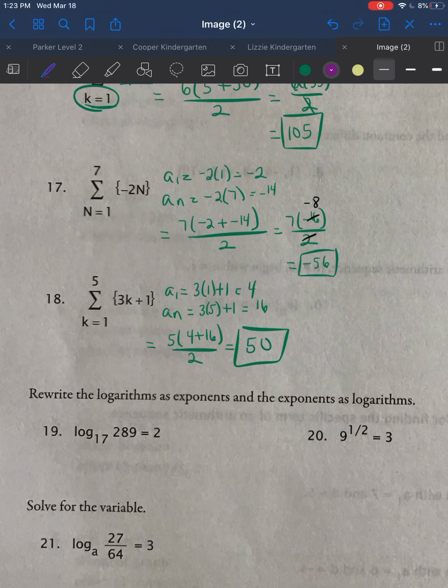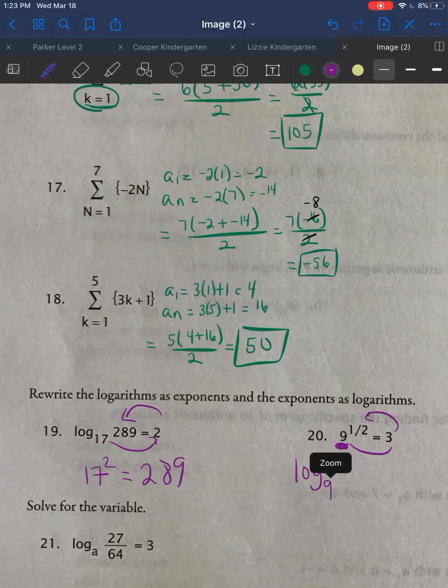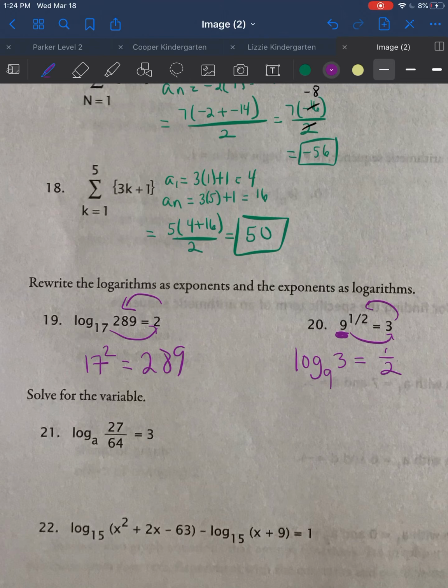Okay, these first two want you to rewrite the logs as exponents and the exponents as logs. This is just your little swirly, just rewrite it swirled. So you're going to say 17 squared equals 289. That's all you have to do. Okay, 9 is going to be your base, and then we swirl from there. So you'll say log base 9, whatever the base of the exponent is the base of your log, of 3 equals 1/2. Okay, so those ones you're just rewriting it, doing the swirly around. Not a lot of mental pain there.